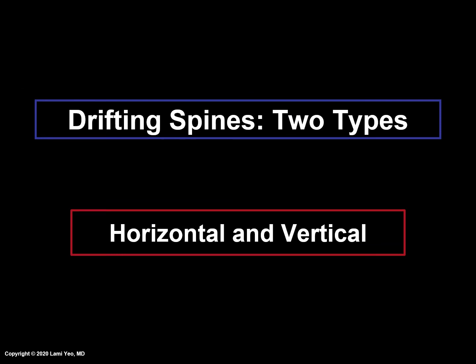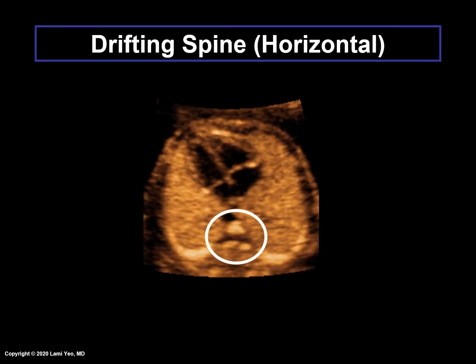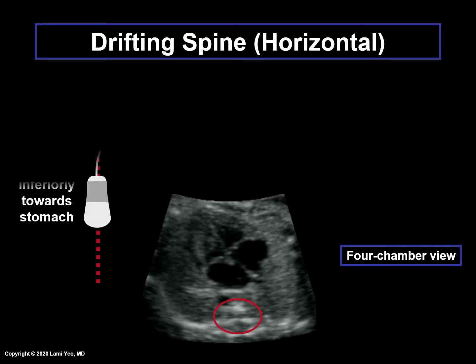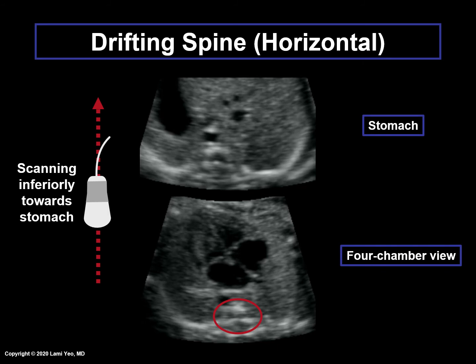There are actually two types of drifting spines, horizontal and vertical. With a horizontal drifting spine, as the stick loop is playing, the spine will either move to the right or left of the image. For example, here's the spine at the level of the four-chamber view. As one scans inferiorly towards the fetal stomach, notice that the spine has shifted to the left. Therefore, a horizontal drifting spine is present from the four-chamber view down to the stomach.